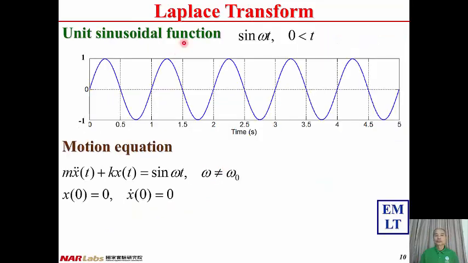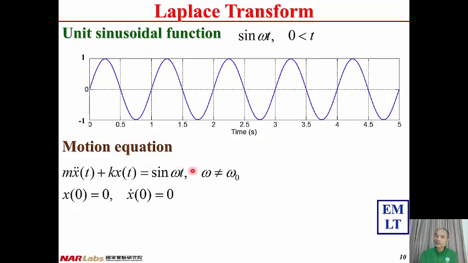And then we move to unit sinusoidal function. And omega here is the excitation frequency. And 1 here is the amplitude of the sinusoidal function. Therefore, it's called unit sinusoidal function. Now we consider the motion equation.